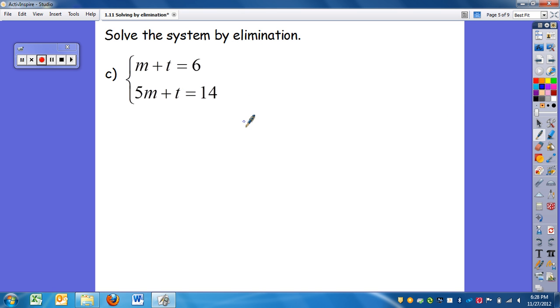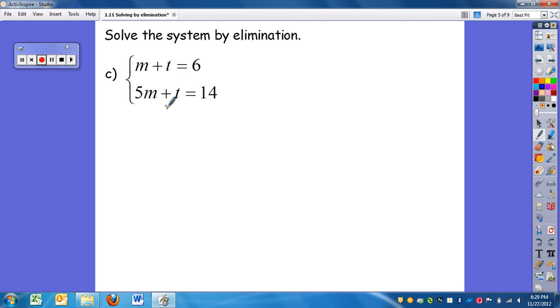So C is our first example where we have the variables lined up, m's, t's, equals, and the numbers, but we don't have a variable opposite. So this is where we're going to use multiplication to get one pair of variables opposite. And you can pick. You can do the m's or you can do the t's. I'm going to get rid of the t's.